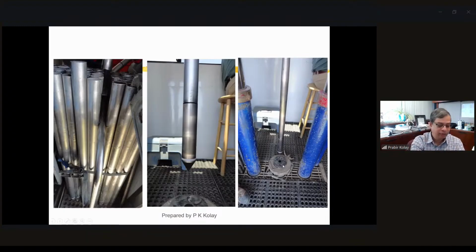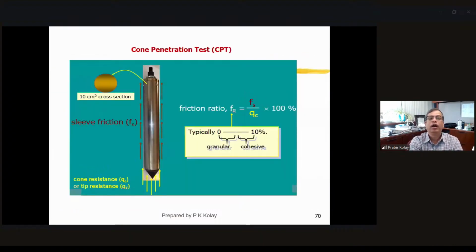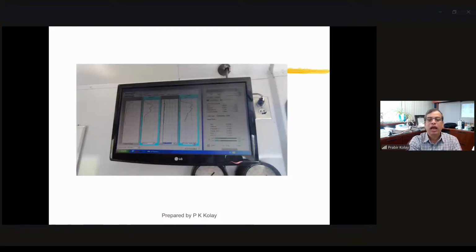And again, it has advantages. It's very quick, and it will give you two things. One is the cone resistance, or tip resistance, and also the sleeve friction. The instrument is inside the cone, and you will get the skin friction. You can find the friction ratio, which is the sleeve friction divided by the cone resistance. You can easily calculate it from there. Okay, and it also directly gives you all these different values.